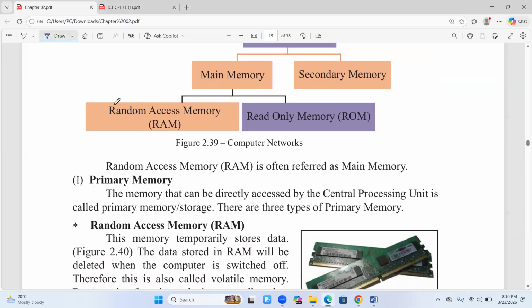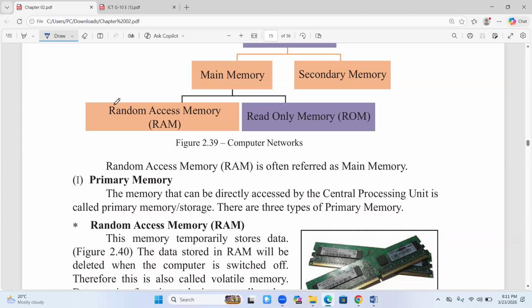The main memory means the devices or the storage part directly connected with the system unit or in the motherboard, which is called the main memory of the computer. In that we have three different memory parts. The first one is random access memory.